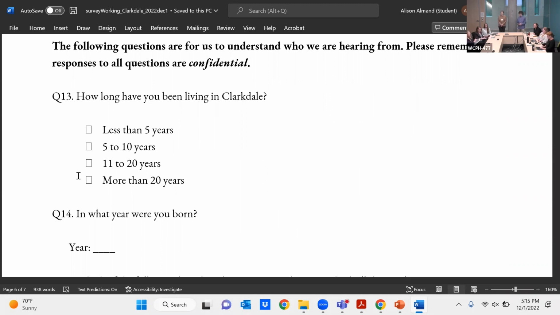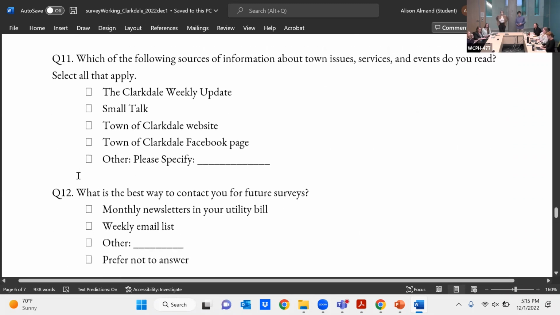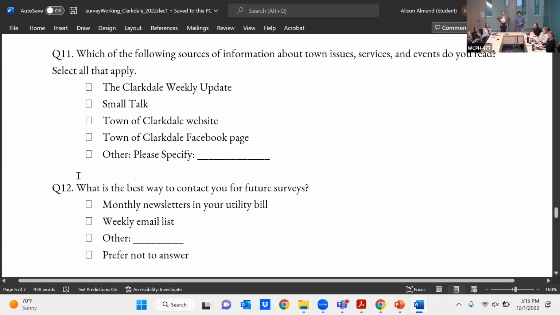On the prior question, I'm on the Clarkdale weekly update. I might put email update just so that it distinguishes a little bit more, and then Small Talk newsletter. And then Town of Clarkdale Facebook page or other social media, because we do have other social media.